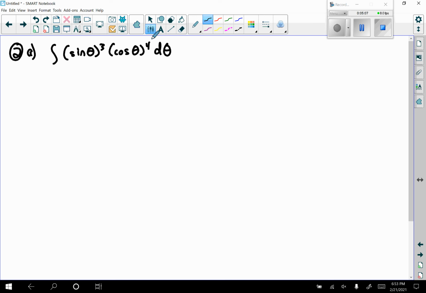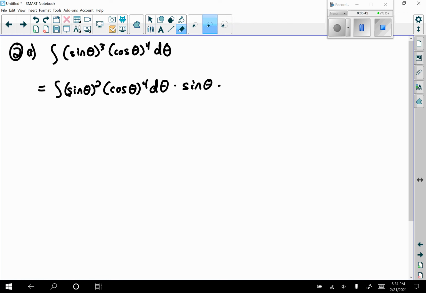So then part B says if m is odd, and that's the 3 here, save one sine and use substitution of sine squared x is equal to 1 minus cosine squared x. So you definitely need to go back and take a look at the strategies for the sine and cosine, and then tangent and secant. All right, so again, this says save one sine. So that means we're going to factor out a sine here. So now we'll have sine theta squared times cosine theta to the 4th, then this is times sine theta. Actually, I'll put the d theta after that.